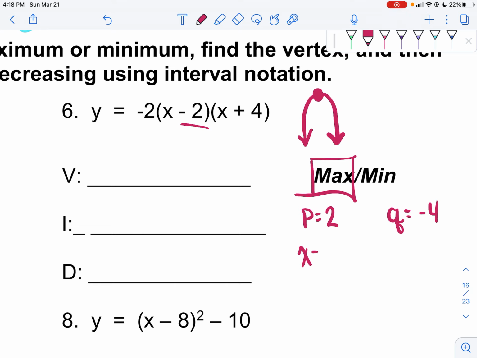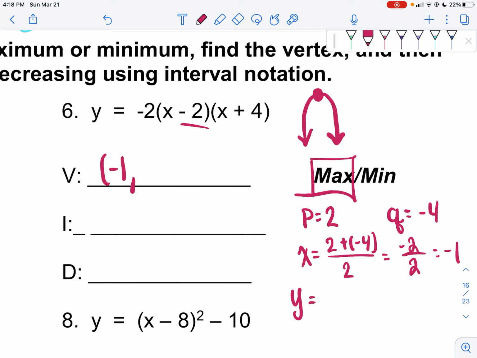For the x value of the vertex, we find the average. So (2 plus negative 4) over 2 equals negative 2 over 2, which is negative 1. So the x value is negative 1. Let's find the y by plugging in negative 1 wherever we see x. So we have that negative 2 in front. Negative 1 minus 2. Negative 1 plus 4. Simplify inside the parentheses first.